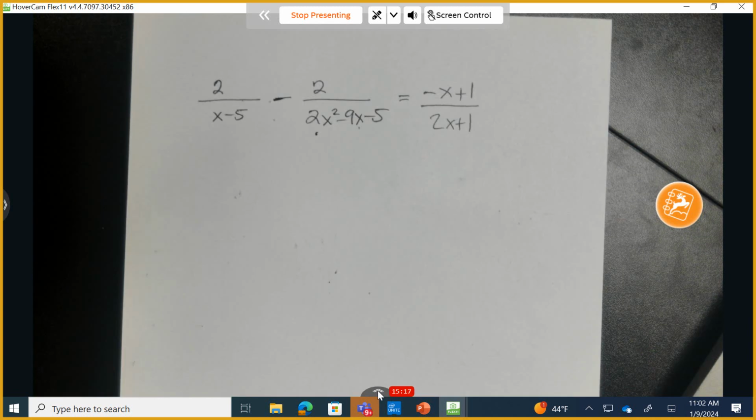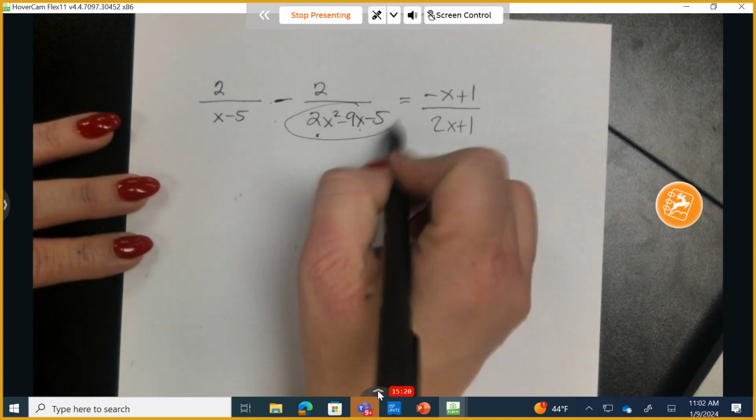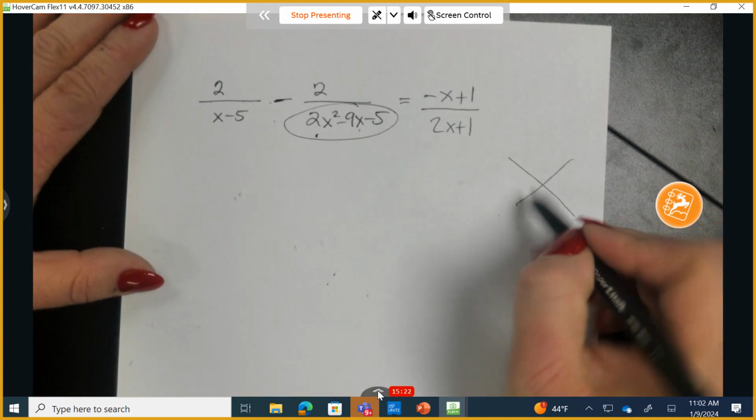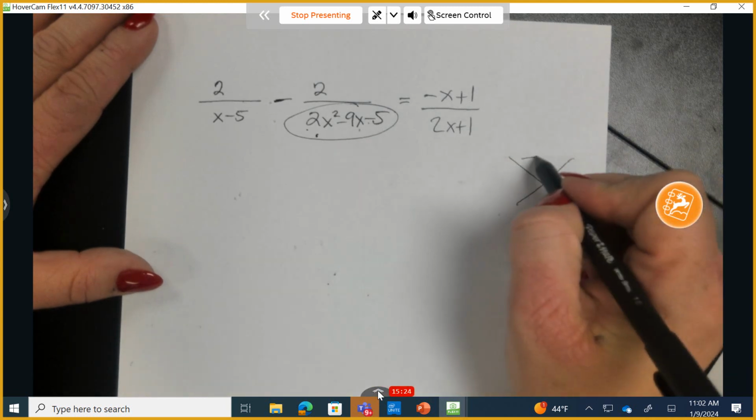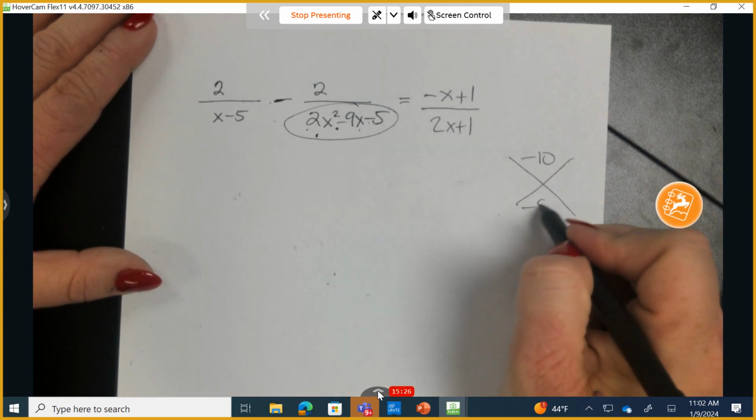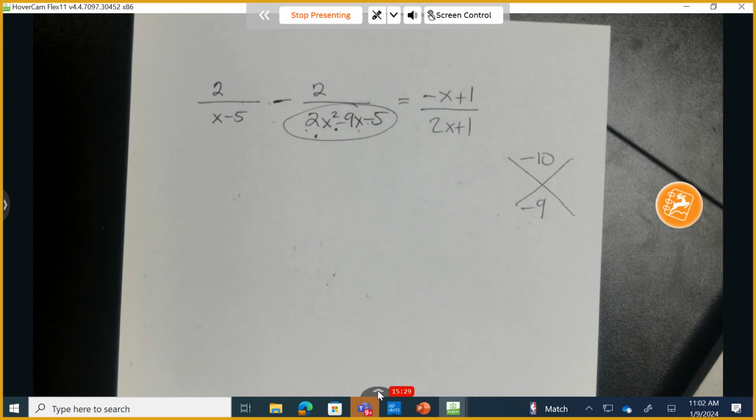All right, this is our last example in this video. Let's see if we can factor this. So I'm going to come off to the side. 2 times negative 5 is negative 10. I want to know two numbers that I can multiply to get negative 10, but they combine to give you a negative 9.